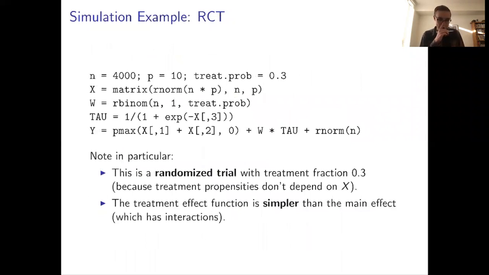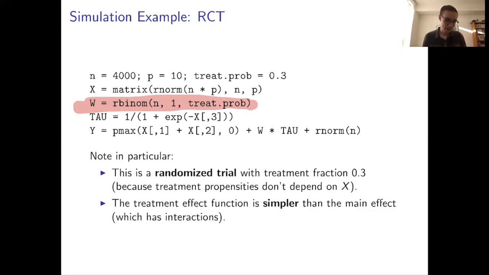Here's a very simple simulation exercise for estimating treatment effects. You see, I'm running a simulation with 4,000 samples in 10 dimensions. The probability of being treated is 0.3. And the salient point here is that first, everyone is treated with probability 30%. So this is a randomized trial. There's no association between any unit characteristics and their probability of being treated. So from a causal inference point of view, this makes the problem a lot easier.